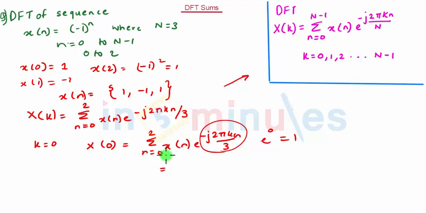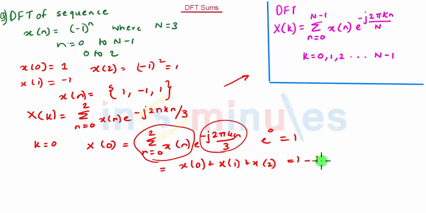So now while expanding only this term, we get x of 0 plus x of 1 plus x of 2, that is 1 minus 1 plus 1. The final answer is 0, that is X of 0. For k is equal to 1, we have X of 1, that is summation n is equal to 0 to 2 x of n e raised to minus j 2 pi n by 3.